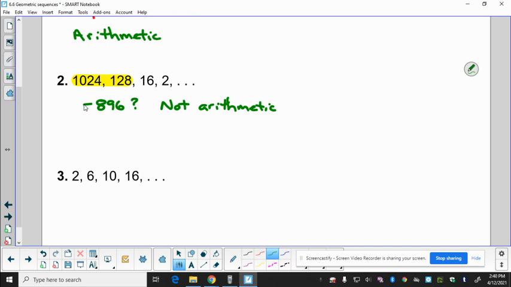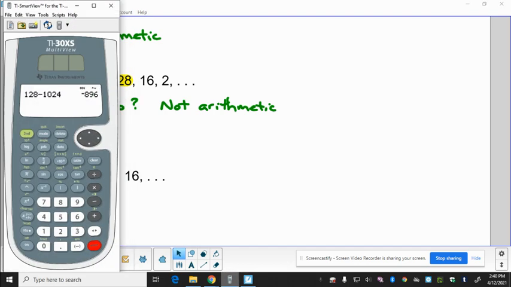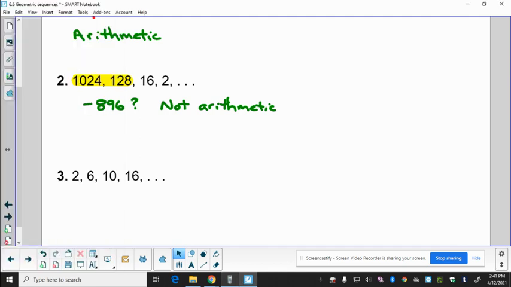Can you think of something else that might work? Well, how about we take those pair of numbers and we divide them instead? See if it's geometric. 128 divided by 1024. I'm getting the number 0.125. So I'm wondering if we multiply by 0.125, does that work?